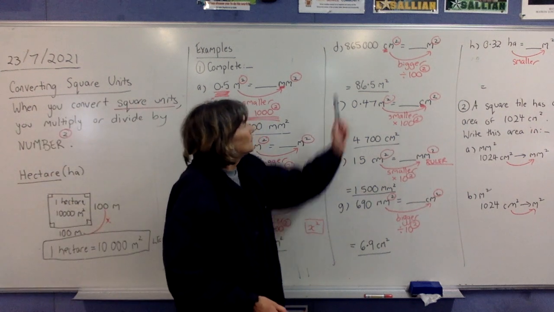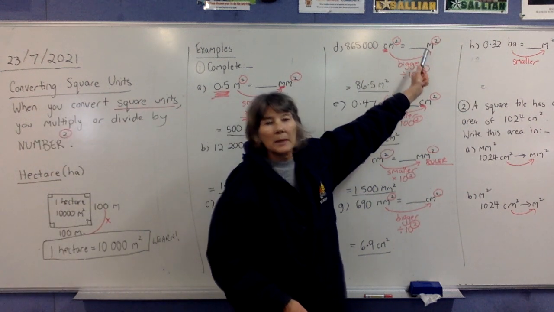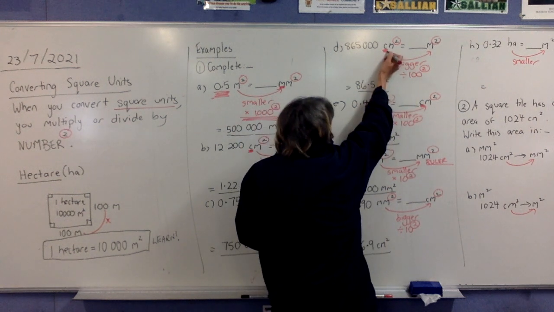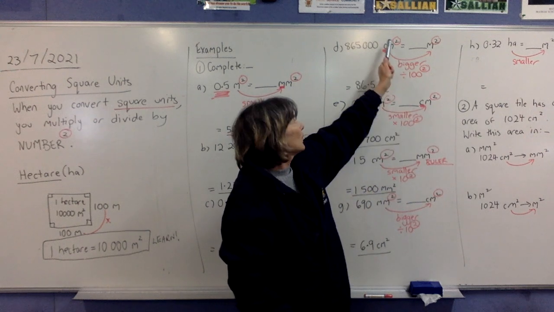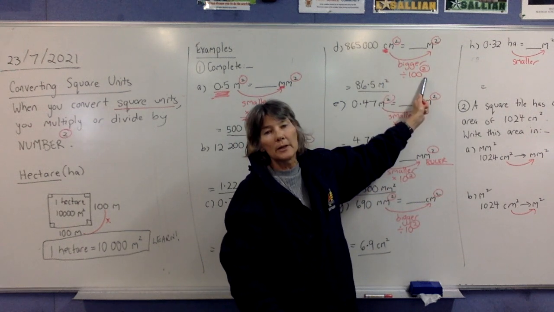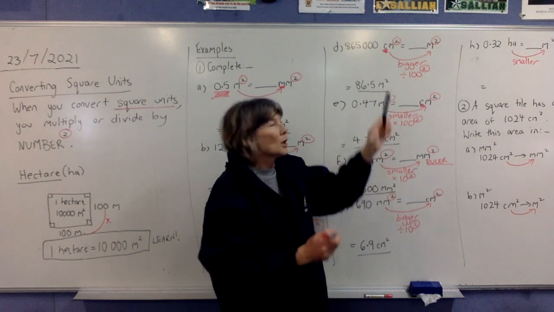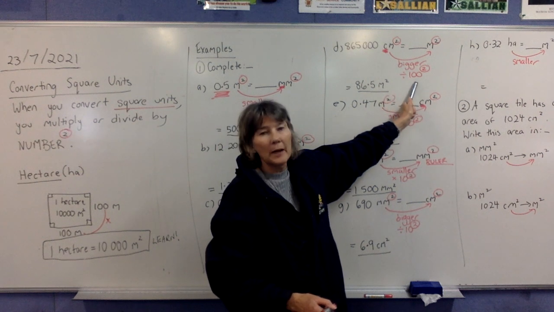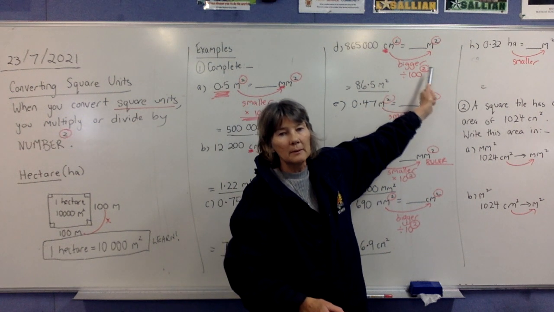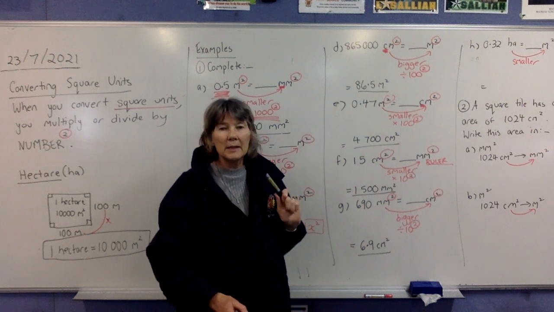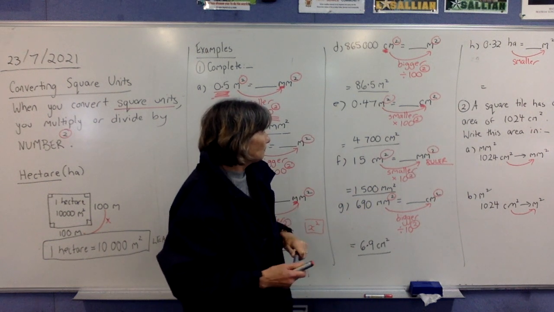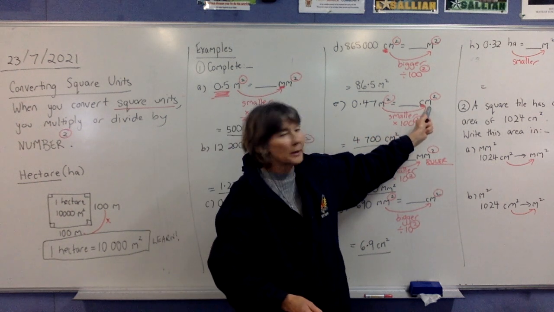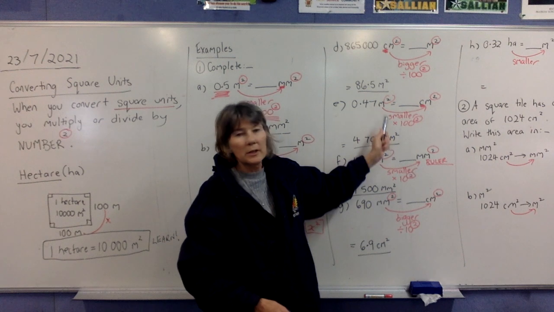Let's look at the next one. We're going from centimetres squared to metres squared. We're going to a bigger unit, so we divide. Centi is 100. If that's squared and that's squared, the 100 will be squared as well. And in your calculator, you're typing 865,000 divided by 100. Press the x squared button, equals. And you'll get 86.5 metres squared. Looking at the next one, we're going from metres squared to centimetres squared. We're going to a smaller unit, so we multiply.